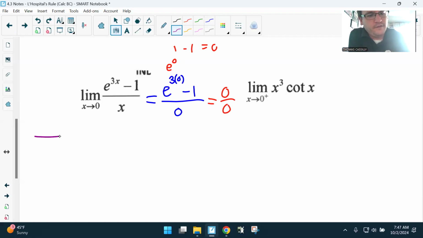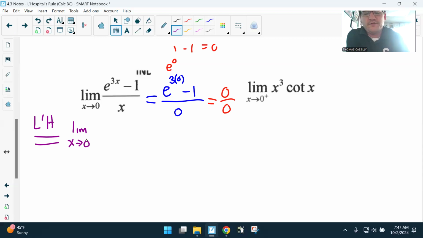So I'm going to say this is equal to, and here's how I notate it, I'm going to put an L with the apostrophe H. That is just a visual indicator that, hey, I'm using L'Hopital's rule. So this is the limit as x approaches 0.